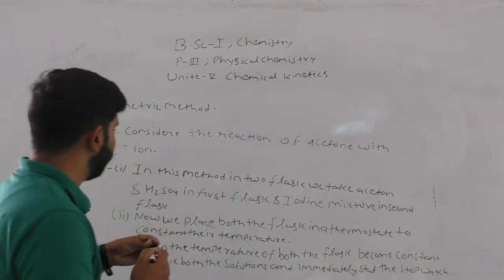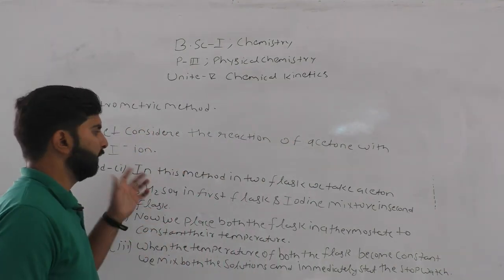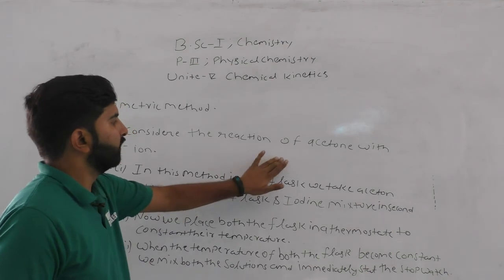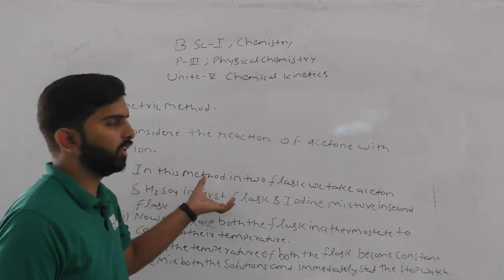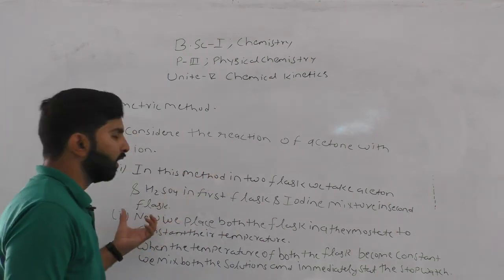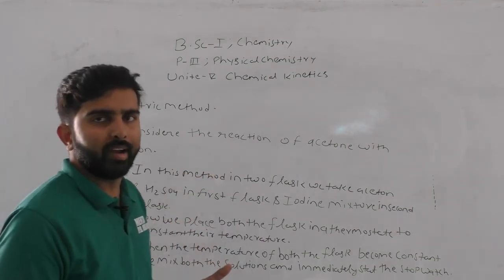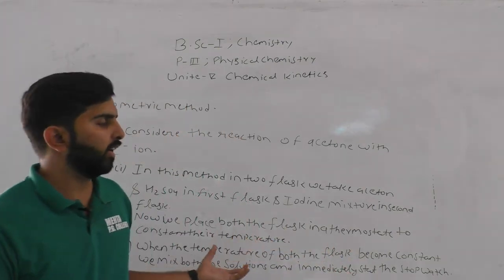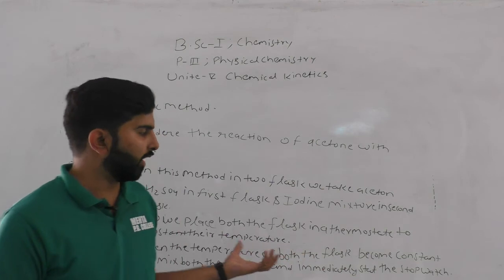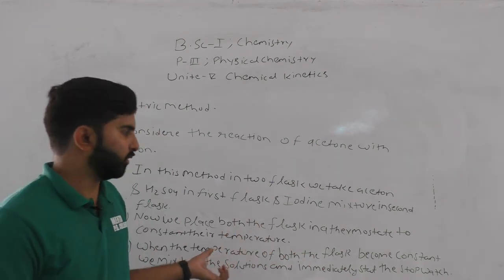So, first point is, in this method we take acetone and H2SO4 mixed in a separate flask, and in the other flask we take iodine mixture. Then we place both the flasks into a thermostat. When the temperature of both the flasks becomes constant, we mix both these mixtures and immediately start the stopwatch.